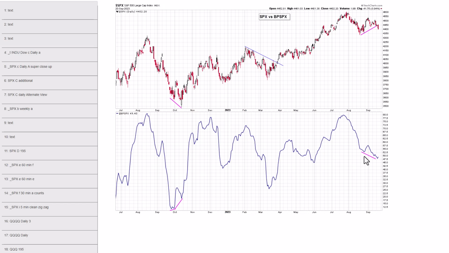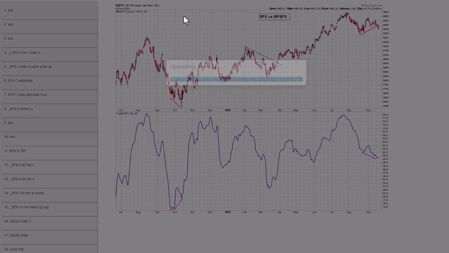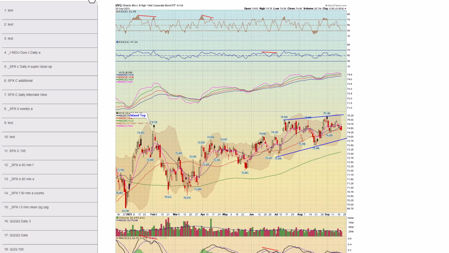Next, chart 36, here's the S&P versus the BPSPX. I've been showing this kind of a negative divergence, with the BPSPX making a lower low versus the S&P making a higher low. Well, now the S&P is getting pulled back. The BPSPX tends to lead, so wouldn't be surprised if this comes all the way down to a lower low to match this.